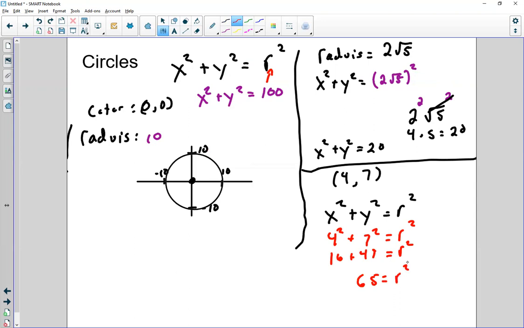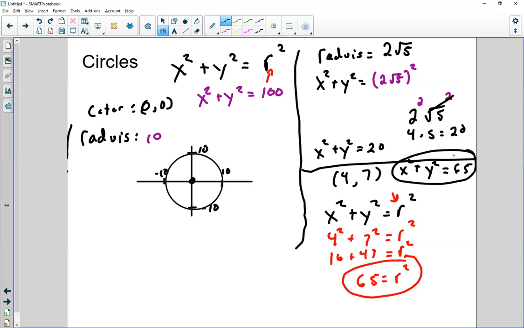You could get r by itself, but remember, I just want the equation. And what does the equation need? It just needs r squared. I don't even have to square root it for the answer. So then your final answer is literally x squared plus y squared equals 65. Because the equation has r squared, you don't have to spend time square rooting.